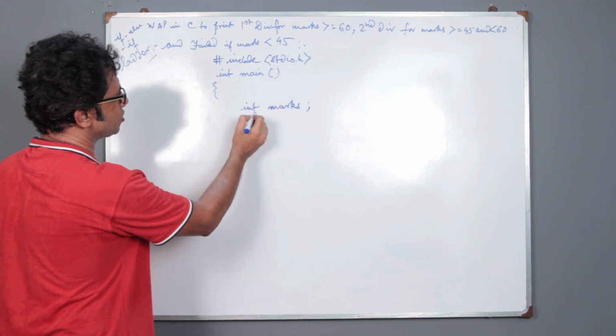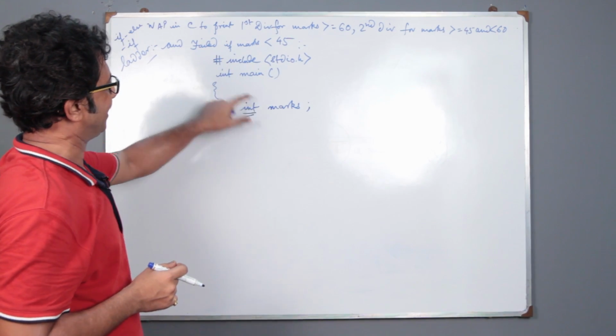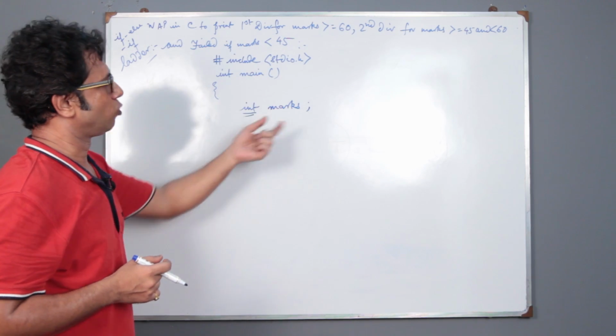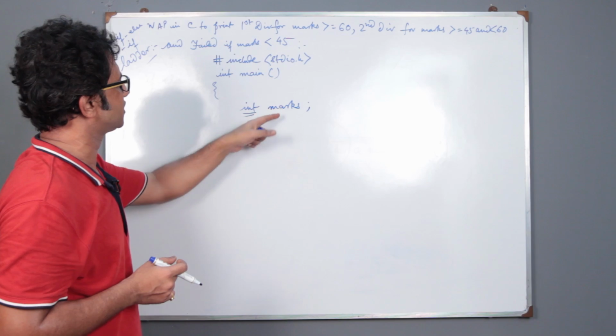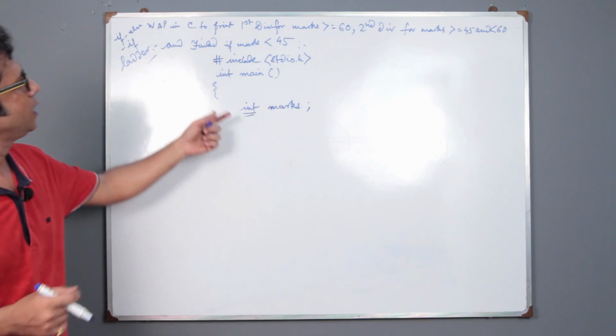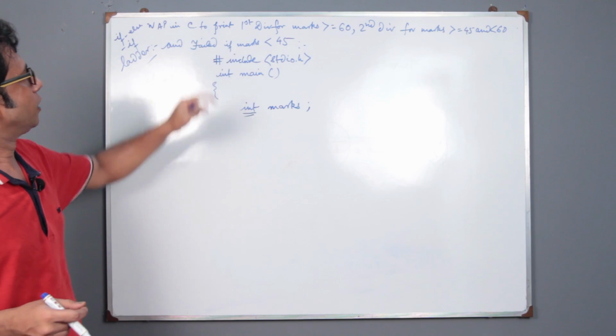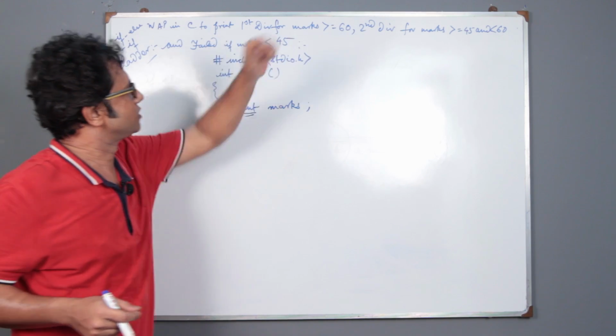So this is an integer. For our simplicity, we are considering the variable to be an integer variable. It can be a float variable as well, it can be a double variable as well, but we are considering this marks as an integer variable for the sake of simplicity, friends. So in this program we are seeing that there are different categories of gradations.